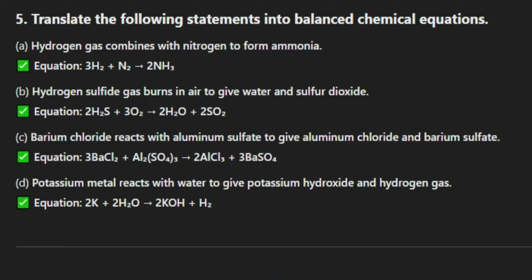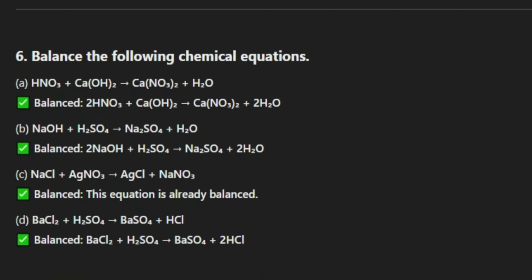C. Barium chloride reacts with aluminum sulfate to give aluminum chloride and barium sulfate. Equation, 3BaCl2 plus Al2(SO4)3 to 2AlCl3 plus 3BaSO4. D. Potassium metal reacts with water to give potassium hydroxide and hydrogen gas. Equation, 2K plus 2H2O to 2KOH plus H2.